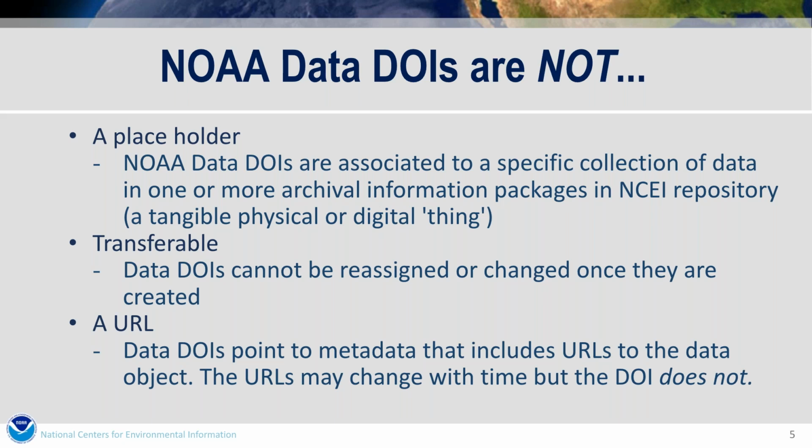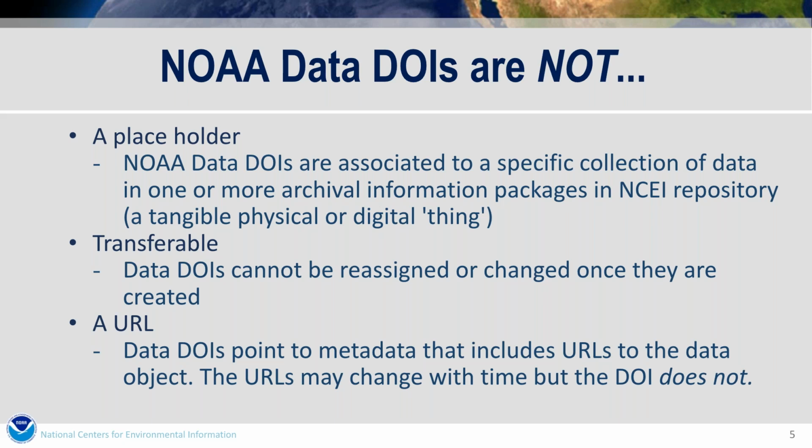A few things that they're not, again, borrowing from what Jenn mentioned last time. It's not a placeholder, so our data DOIs are associated to some specific collection of data that's in one or more of our archival packages. That is that tangible object that's gotten this digital identifier. Once we create the DOI, we can't reassign them, we can't change them. They are what they are, and that's what they will remain to be linked one way or another to the object that we have identified it with.